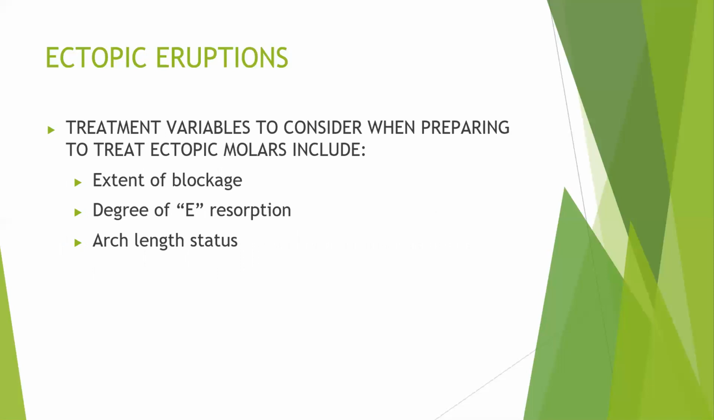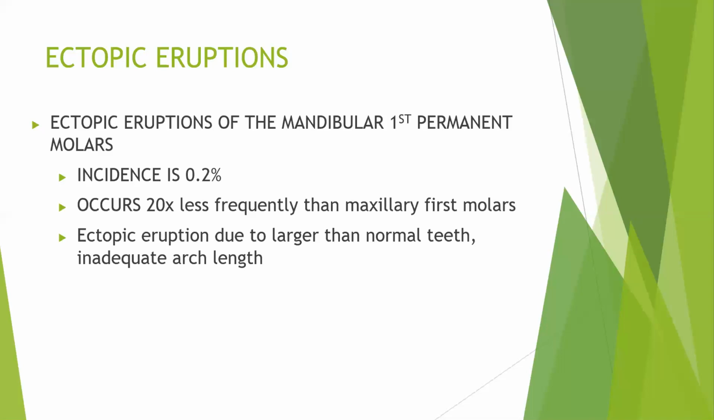What I want to do is to go back to this slide. I think I stated that for ectopic eruptions of the mandibular first molars, the incidence is 0.2. And there are more cases of ectopic eruptions on the maxillary first molars than on the mandibular first molars, due to the larger teeth and inadequate arch length. It is more prevalent in the maxillary first permanent molars.